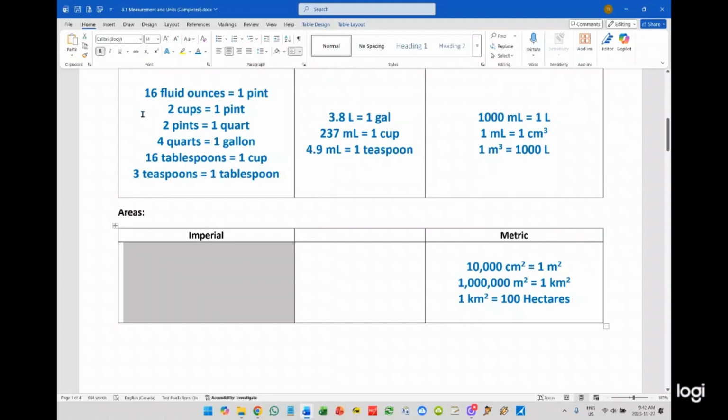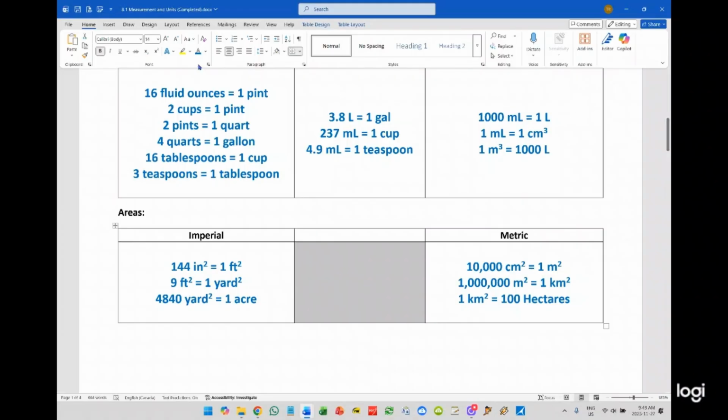If we go over to imperial, these ones, again, they come from the weird numbers. Since there's 12 inches in a foot, 1 foot by 1 foot is 12 inches by 12 inches, or 144 inches squared. Square yard is 3 feet by 3 feet, so that's 9 square feet. And an acre is the number that no one ever remembers. It's 4,840 square yards. Again, not a number that comes up particularly often.